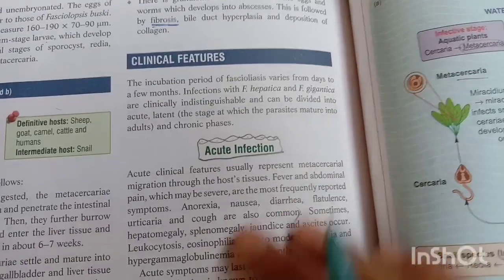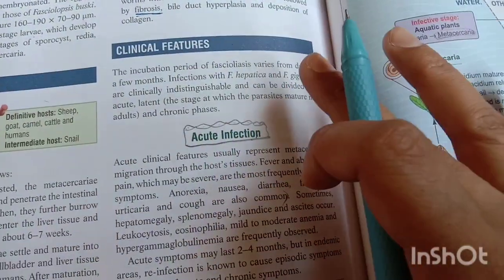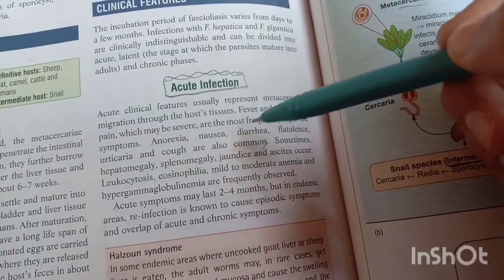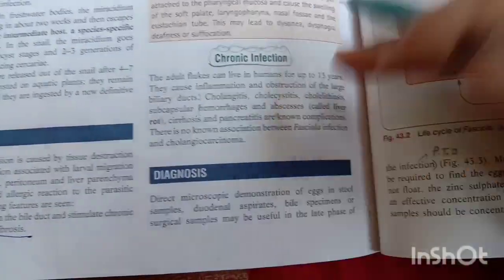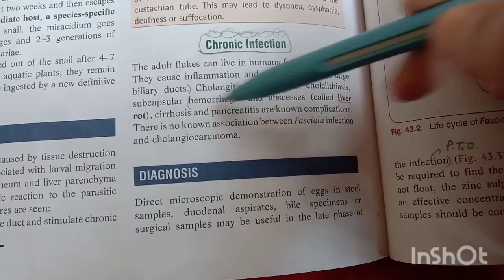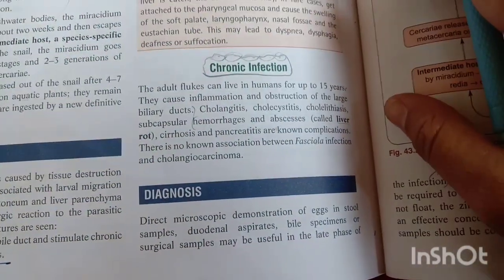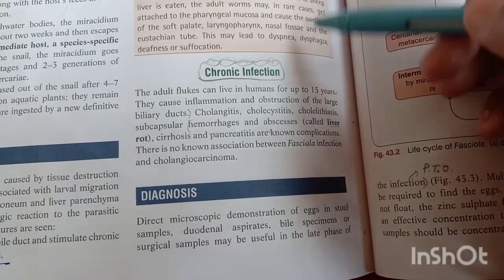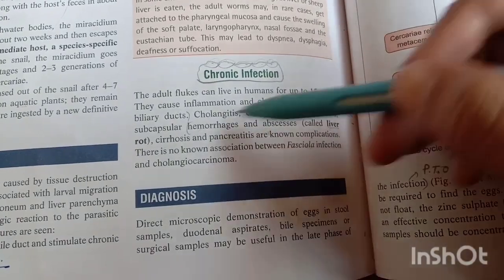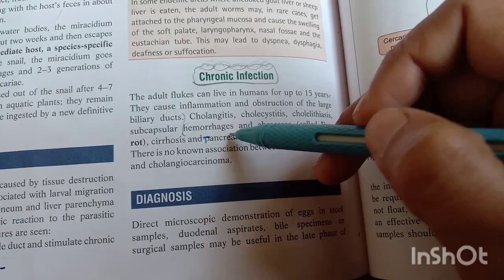Next is the clinical features. In clinical features we will see the acute and the chronic infection. In acute infection we can see symptoms like nausea, diarrhea, bloating, cough, etc. Okay, but in case of chronic infections, the adult flukes can live in humans for up to 15 years without any symptoms. But after 15 years of chronic infection, it can cause inflammation, obstruction of the large bile ducts, etc. It also causes hemorrhage, that is, rupture of blood vessels, etc.